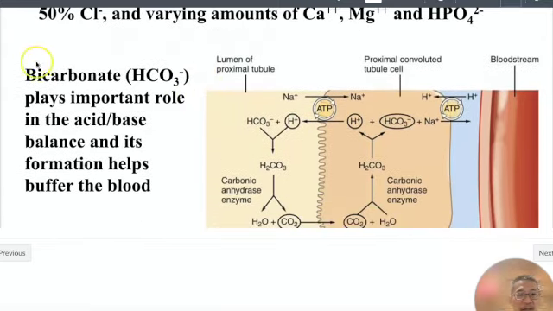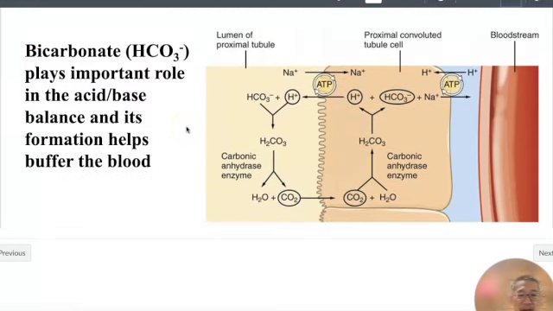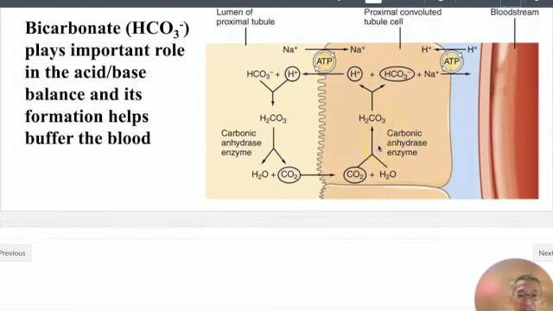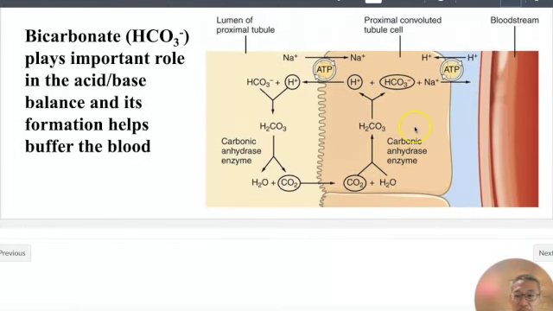So bicarbonate plays an important role in acid-base balance. Remember bicarbonate when we did the blood. It transfers carbon dioxide. So again, this also plays a role in absorbing the bicarbonate and then excreting the waste product from the blood.